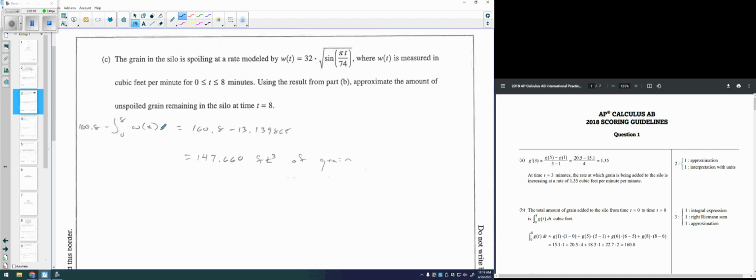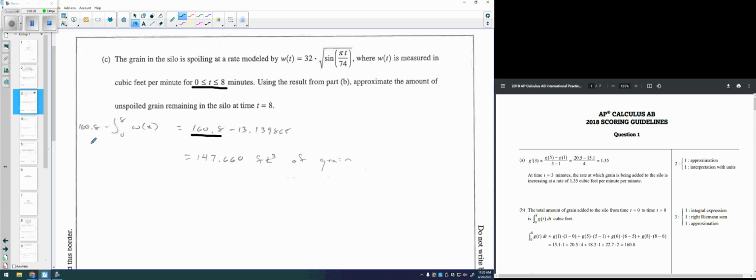Grain in the silo is spoiling at this rate. So now I have an equation to determine the rate at which grain's spoiling. Okay, so again, we have a rate. It's cubic feet per minute. So I know how much was there from question B. At time equal 8, there's 160.8 cubic feet of grain in the silo. But over that same time interval, grain is spoiling at this rate.